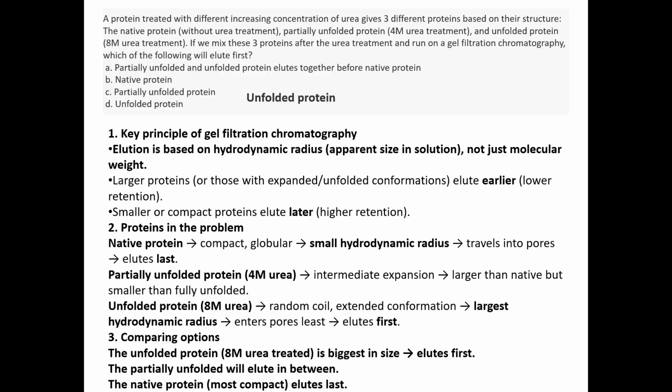It is a little confusing, I understand, because small ones go to the pore, so you might think it will come out first, but no. If it goes into the pore, remember it has to go through several hundred thousands of pores. So instead of going through those many pores, the unfolded protein will just come out in the gaps. The gaps are much easier to flow out, right, when you flow the liquid.